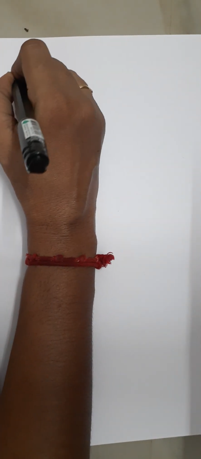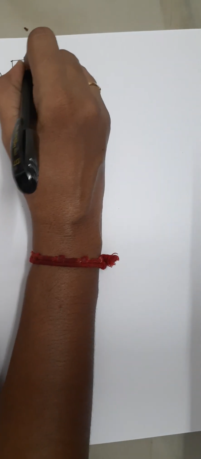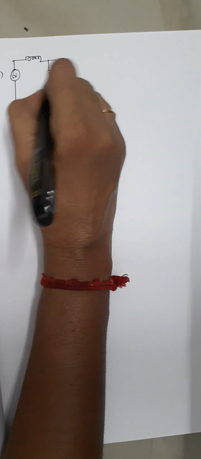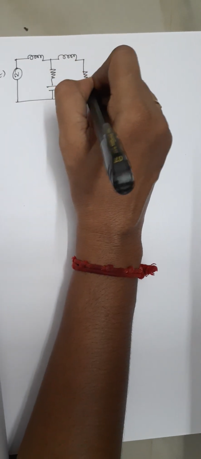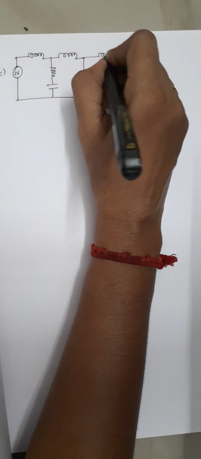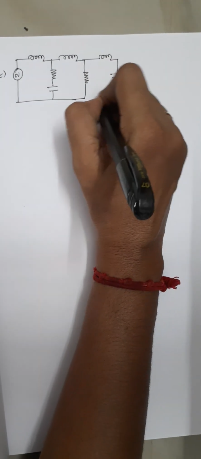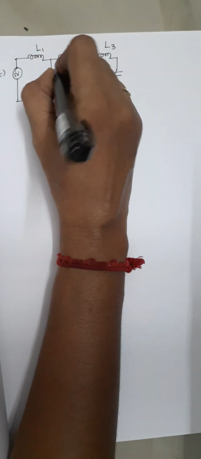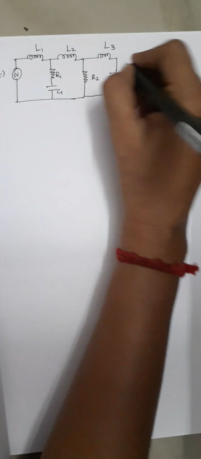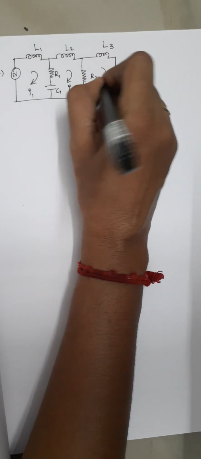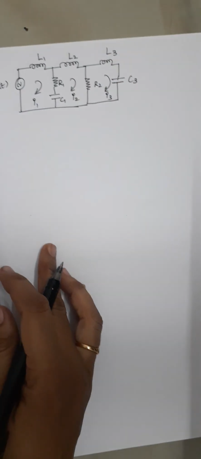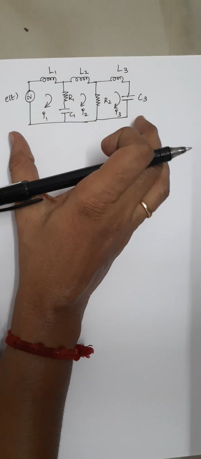So here I am having a voltage source E of t. So from this voltage source I am having an inductor, I am having a resistor, capacitor, and again I am having another inductor, and here I am having a resistor and another inductor and a capacitor. So here L1, L2, L3, R1, C1, R2, C3. So this is your I1, this is your I2, and this is your I3.